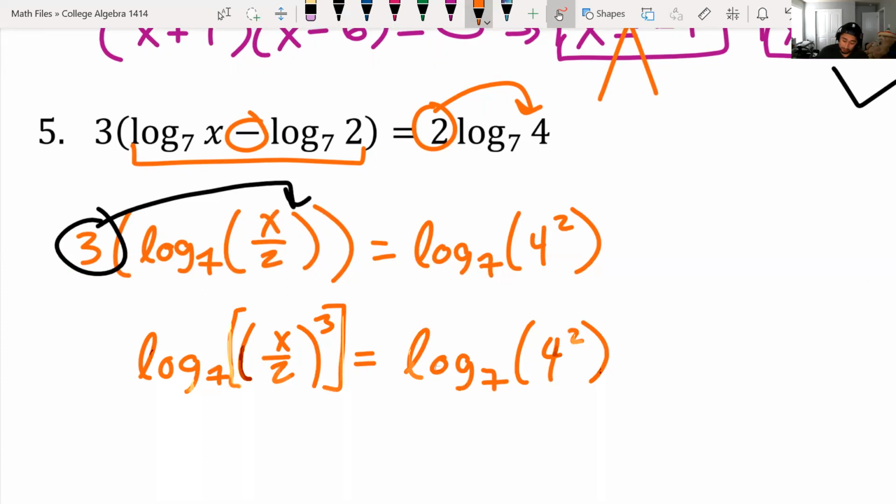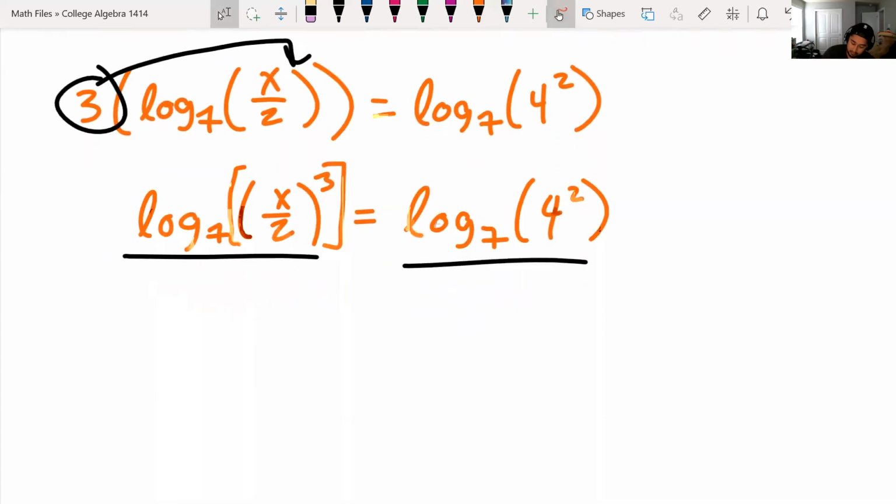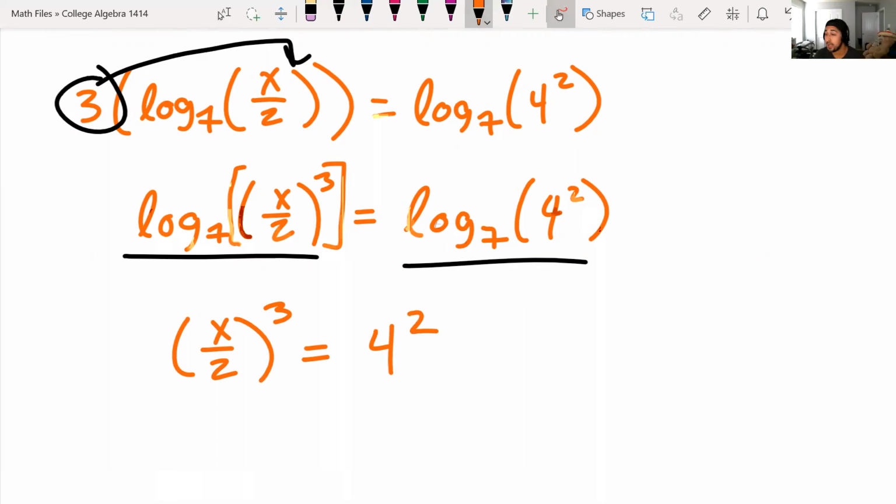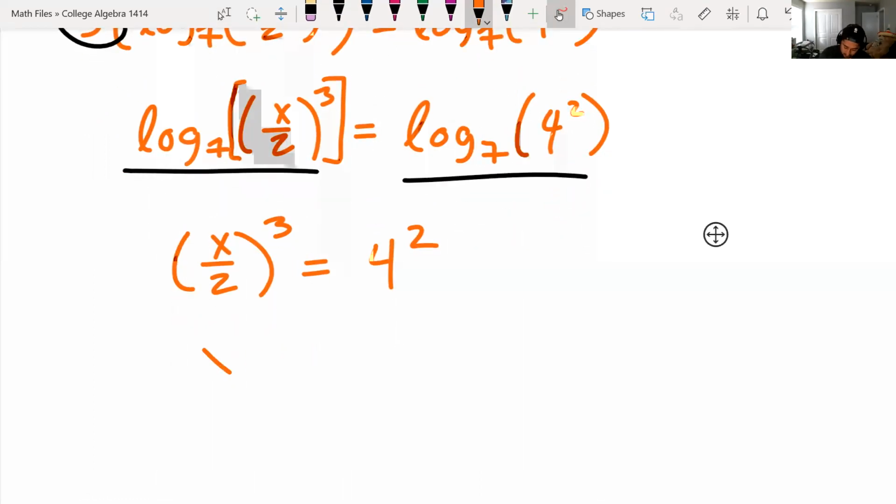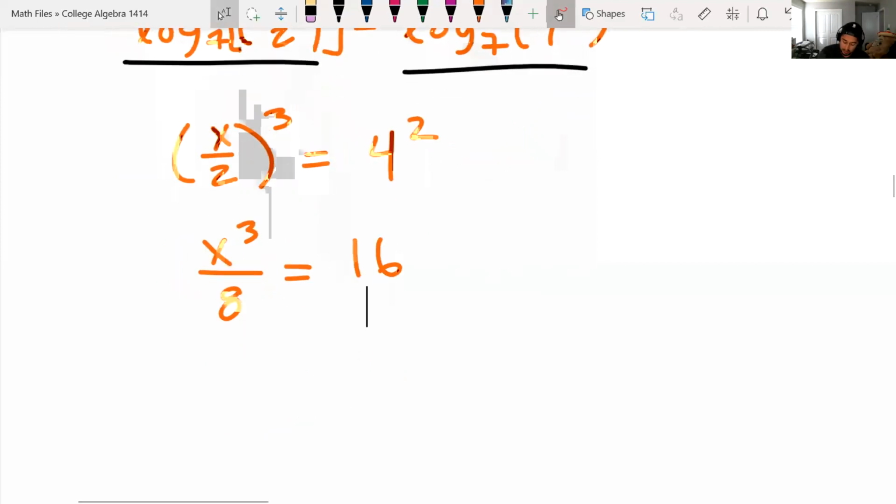And now, by the log equality property, these bases are the same, so you set the insides equal to each other. So you get x over 2 cubed equal to 4 squared. And now we just solve for x. So this will give me x cubed over 8 equal to 16. And then we'll multiply the 8 to the right side, and you'll get x cubed equals, what is 16 times 8? 128.